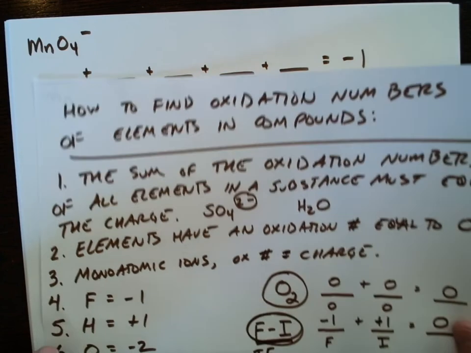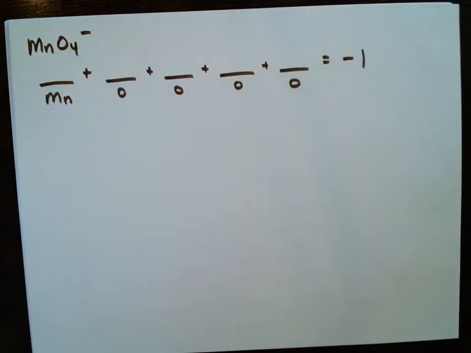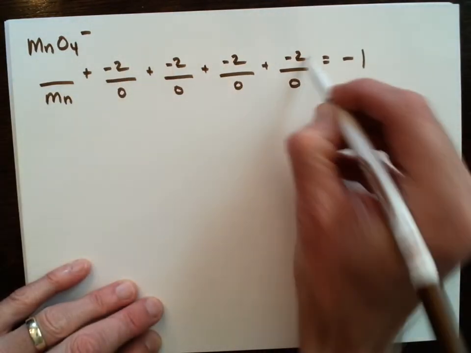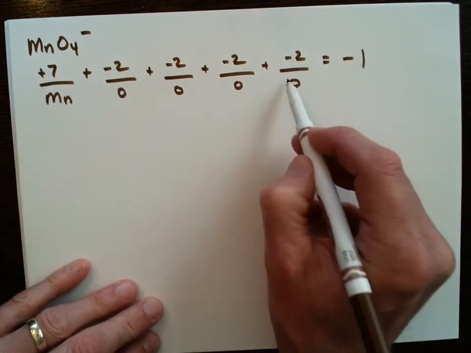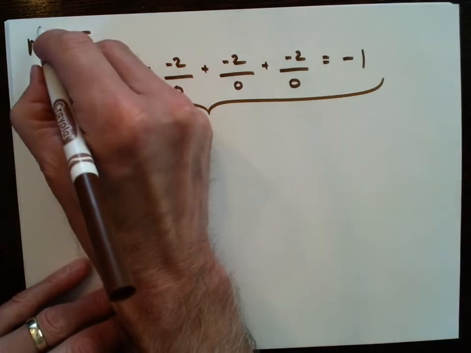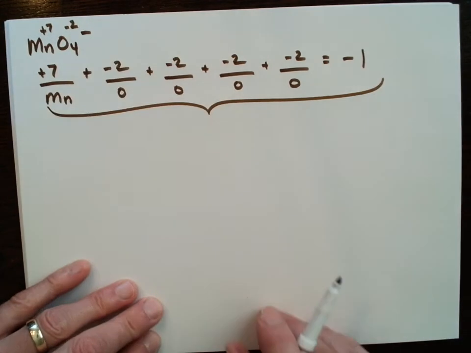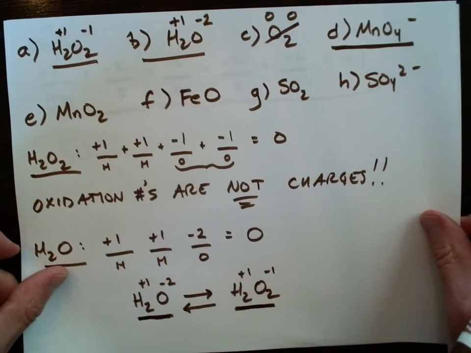There's no fluorine, there's no hydrogen. But there are some oxygens. Let's put in -2's for all of these. So all this is -8. That means manganese has got to be +7 in order to make this fit. And so my oxidation number of manganese is going to be +7. My oxidation number of oxygen is going to be -2 in permanganate.